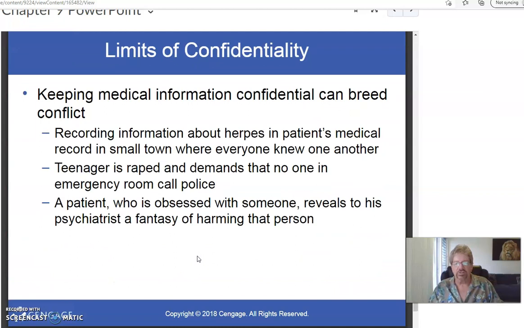Limits of confidentiality. Keeping medical information confidential can breed conflict. Recording information about herpes in a patient's medical record in a small town where everyone knew one another. Or, guys, before AIDS came about, everyone was scared of herpes. It's a viral thing similar to chickenpox and shingles and all this herpes zoster.